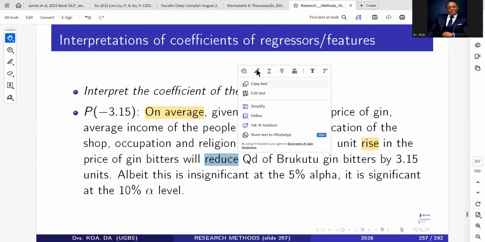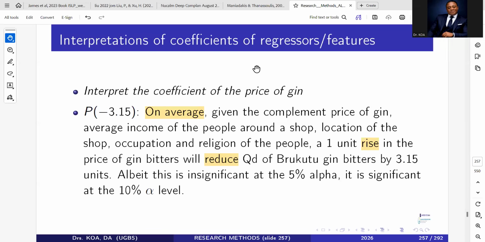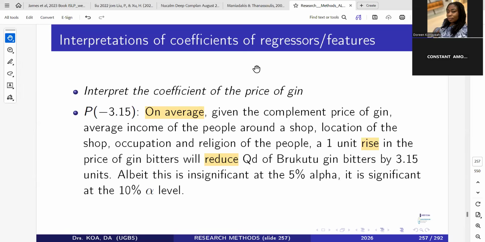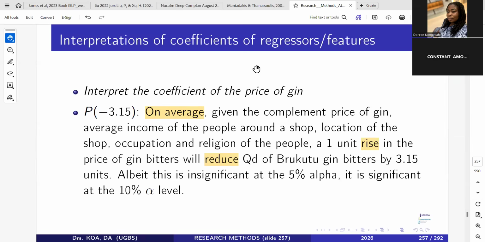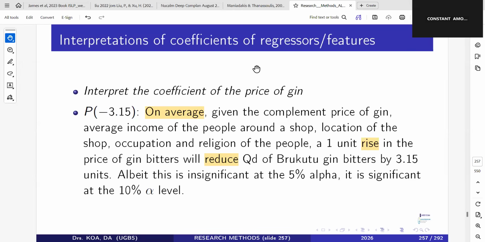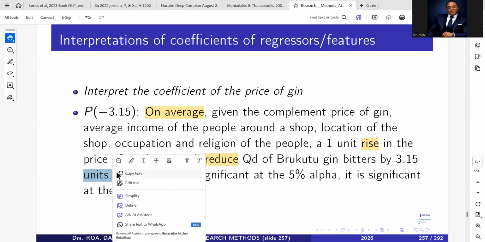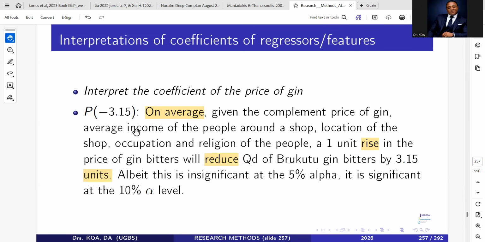Why reduce? Why the word reduce? Why not also saying it will increase? Doreen. Because of the negative attached to the price, that's negative 3.15, because of the negative sign. That's it. Now, watch it. I did not say it will lead to a $1 or 1% or anything. Instead of the unit of measurement, gallon of something, dollar of something, we just use what? Unit. So remember, it's just units.